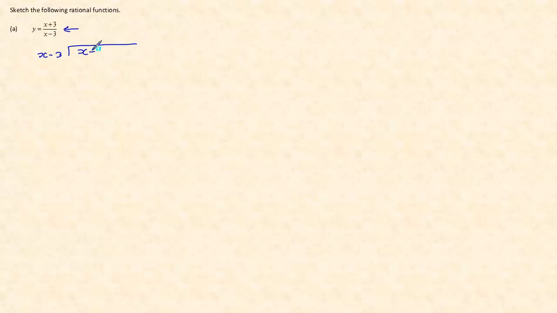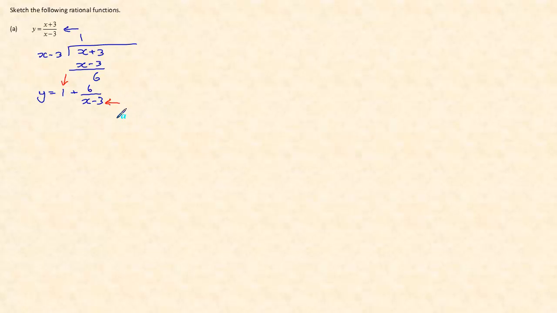So we've got x plus 3 in here. So x to get x gives us 1. So that's x take away 3. And then we'll subtract, and that gives me 6. So we can also write this as 1 plus 6 over x minus 3. That tells me that 1 is a horizontal asymptote.